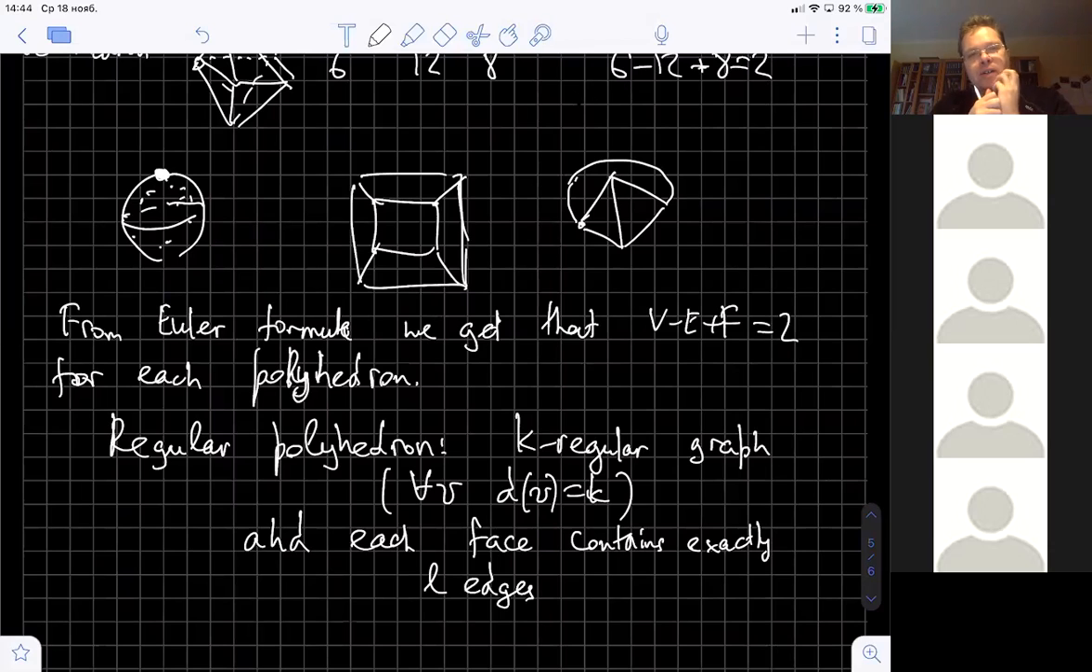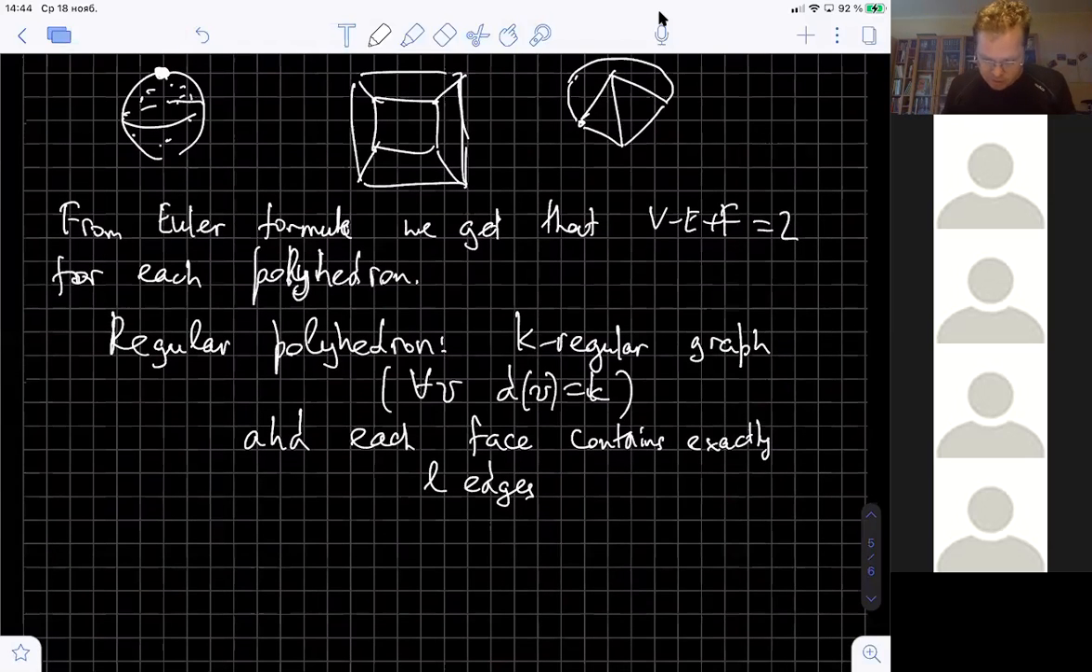Okay, so what we want to do is to make some attempts to find all regular polyhedrons. Can we describe them if we know the Euler formula, and that each vertex has exactly k edges, and each face contains exactly L edges? These two conditions will give some restrictions on the number of vertices, edges, and faces. Let's find them for this regular graph.